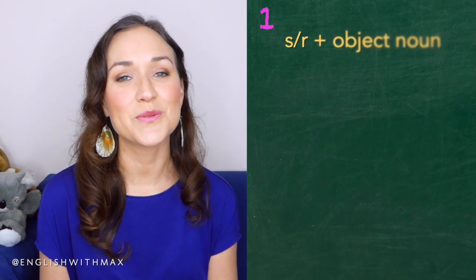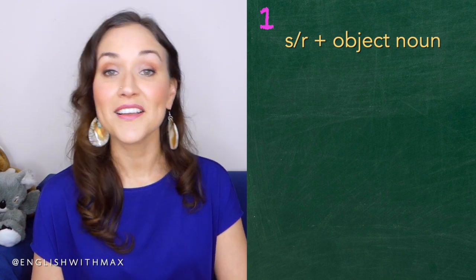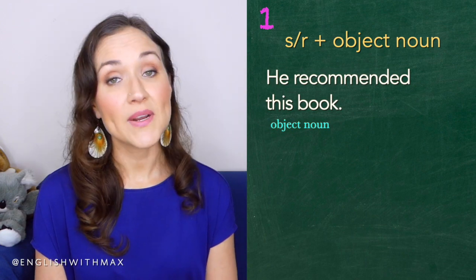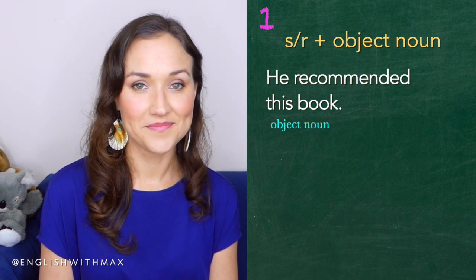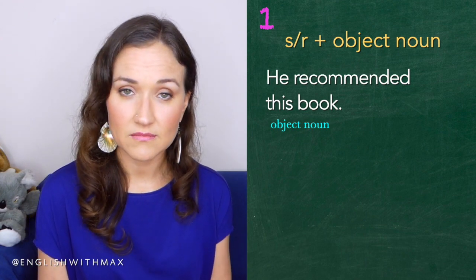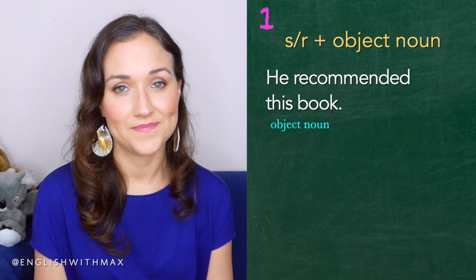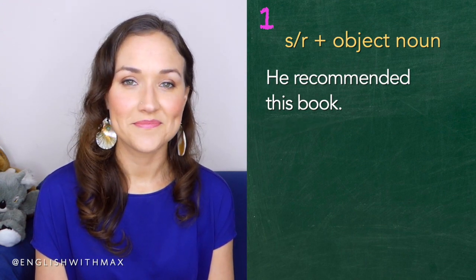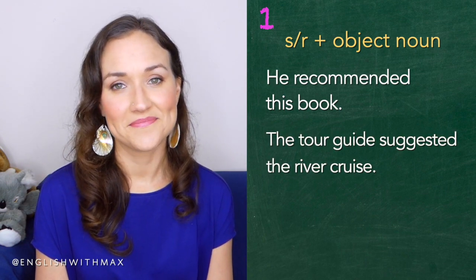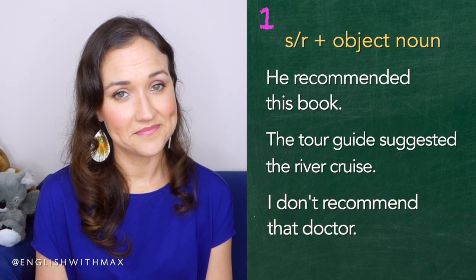Okay, the first structure we're going to look at is suggest or recommend followed by an object noun. For example, he recommended this book. You simply put an object, here it's this book, after recommend or suggest. Some more examples. The tour guide suggested the river cruise. I don't recommend that doctor.